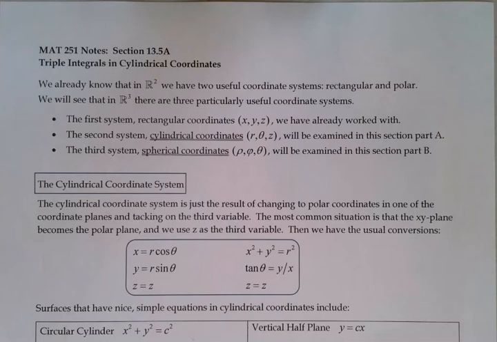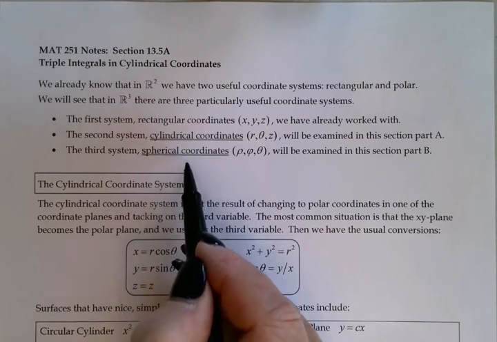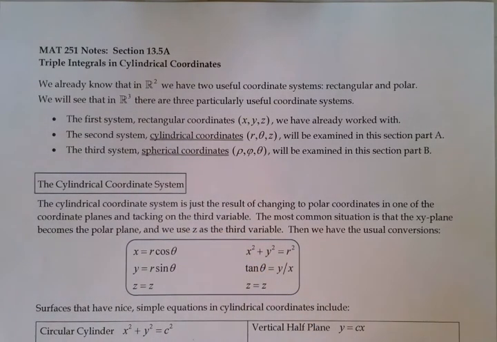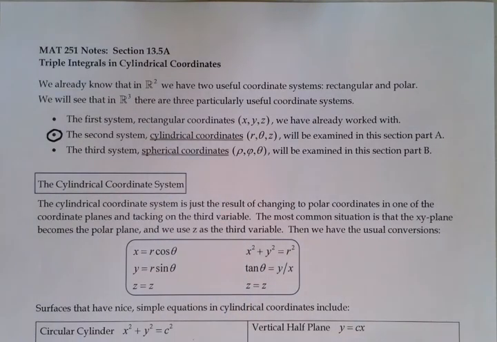This is Math 251, and we're in section 13.5, part A. I divided this section into two parts because we're still going to be looking at triple integrals, but in two different coordinate systems. In part A, we're going to be looking at what are called cylindrical coordinates, and in part B, we'll look at spherical coordinates. So for right now, the cylindrical coordinate system.